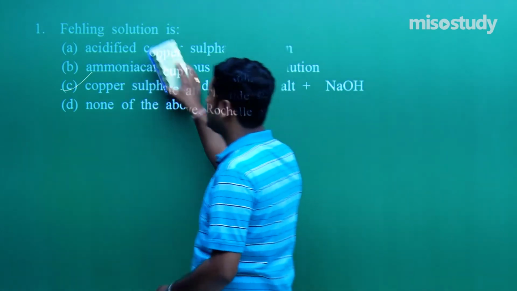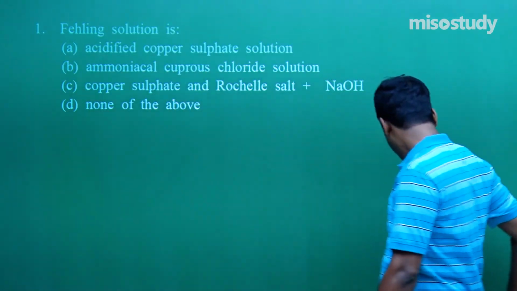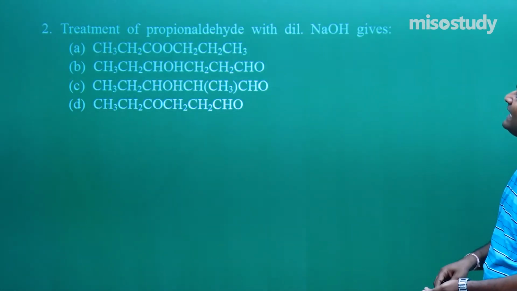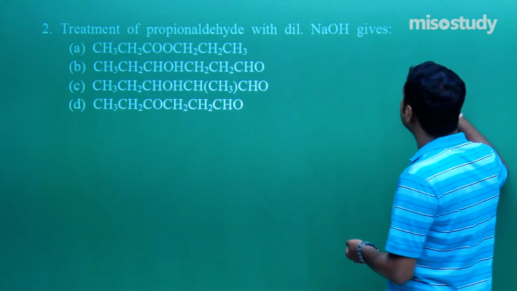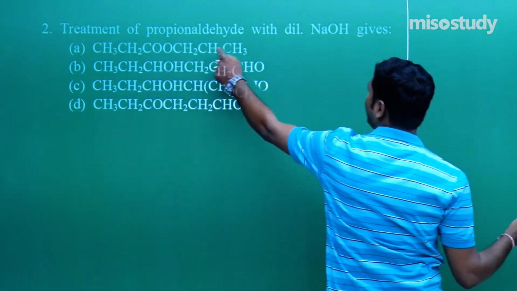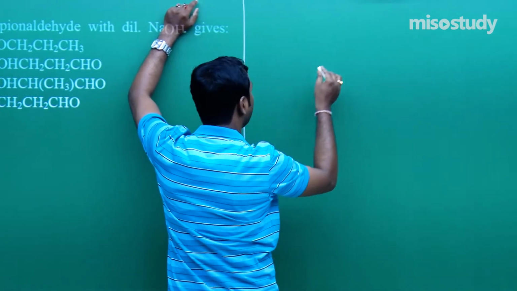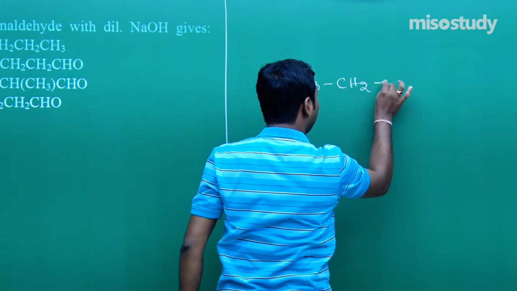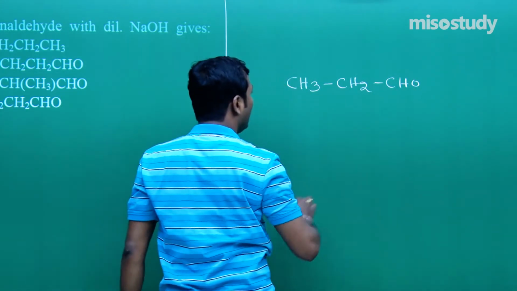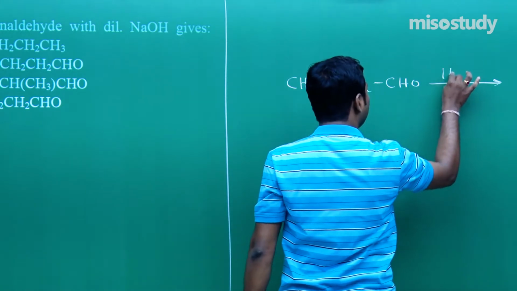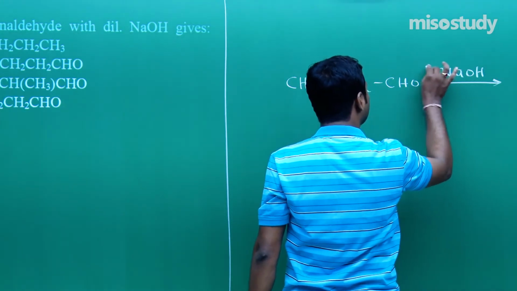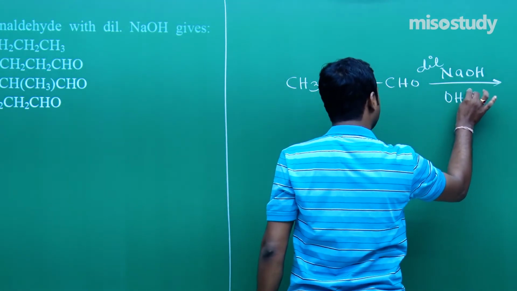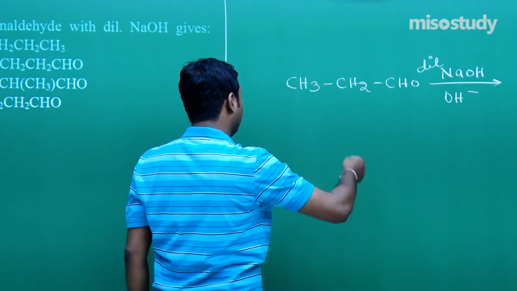Now friend, I am going to rub this part and we'll discuss the next one. The next one is treatment of propanaldehyde with dilute NaOH. Look at what is given here. Treatment of propanaldehyde, that is CH3CH2CHO. On treatment with dilute NaOH, that is the base OH minus, what will happen? Check it out.